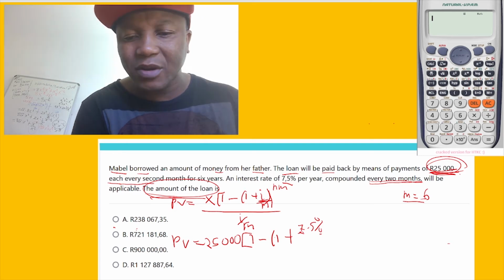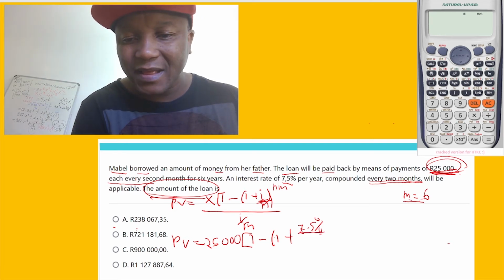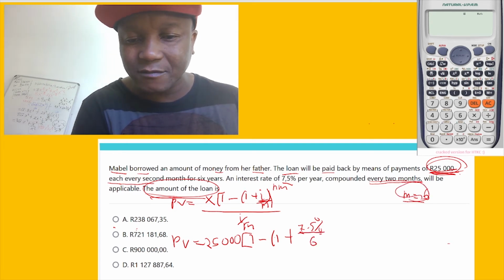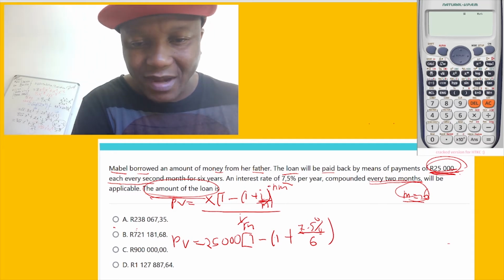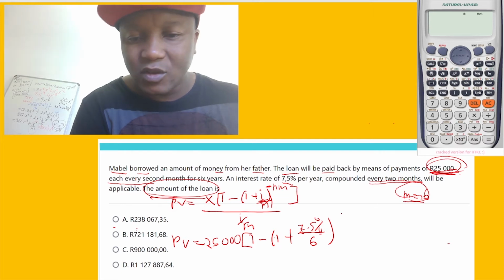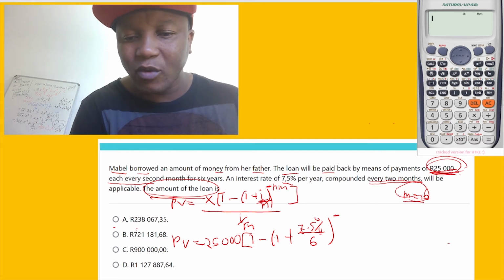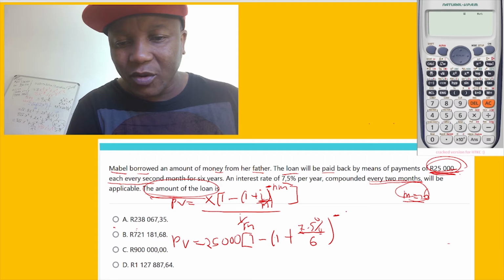And how was it compounded? It was compounded every second month, which is 6. And then you say, oh, I forgot, it must be minus here. So minus for present value. What is the M? Our M is equal to 6.